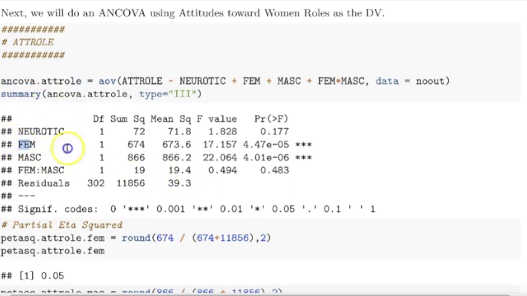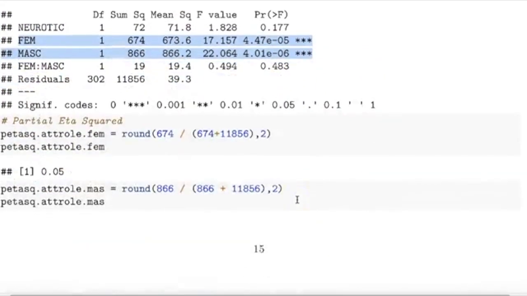When I look at the output for this one, only femininity and masculinity are significant. And then I went ahead and calculated the partial eta square for each one of those. And remember, partial eta square is the sum of squares effect, in this case for femininity, divided by the sum of squares effect plus the sum of squares residuals. And then I just use my round function so it's clean and it just gives me 2 decimals.